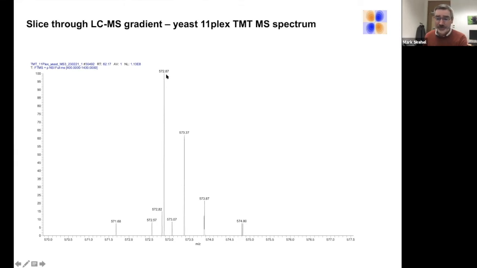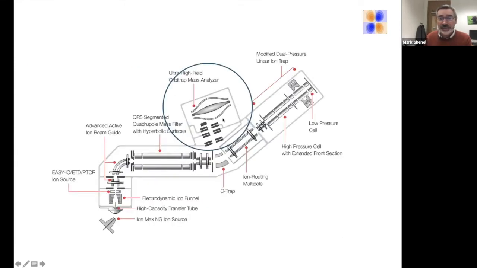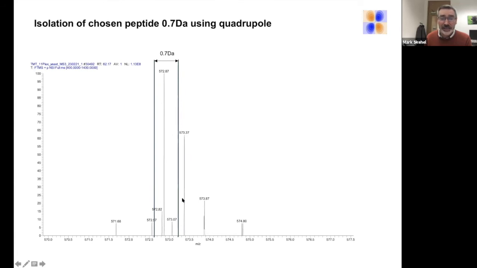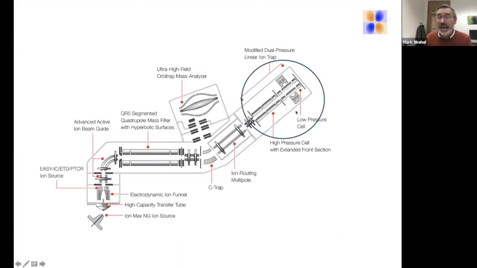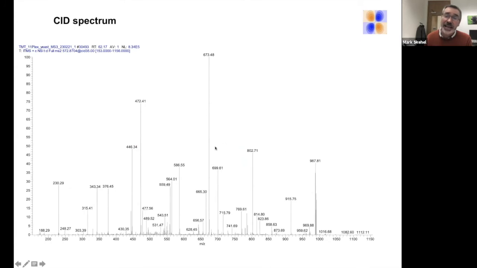If we look at this 572 ion, we've detected that in the Orbitrap. We now isolate it. Again, look, there's a number of ions here. We select that 572 with the 0.7 Dalton window, but we now let it through to the ion trap, where we fragment it. This is the beauty of the Eclipse. It has not only an Orbitrap detector, it has an ion trap detector, okay? So here's the fragment ion spectrum measured in the ion trap, so we can identify the peptide.